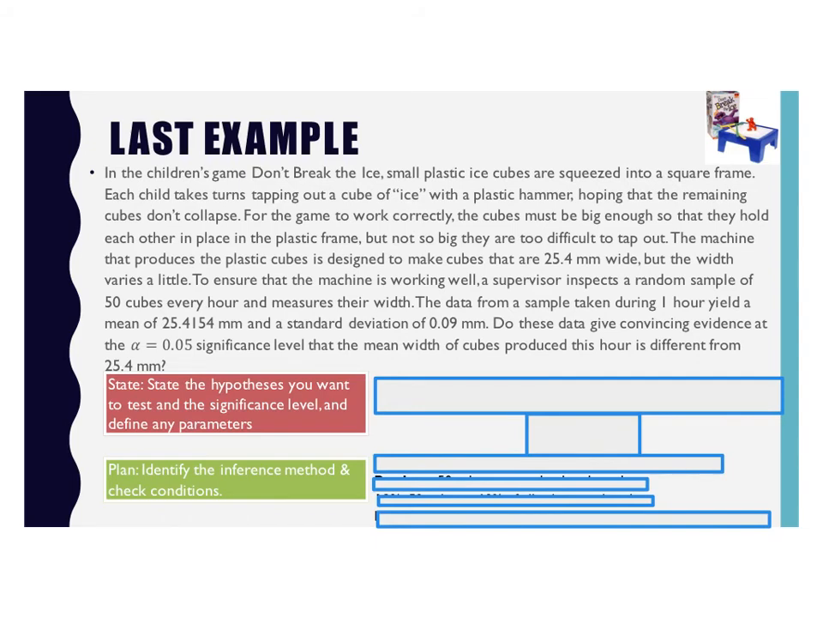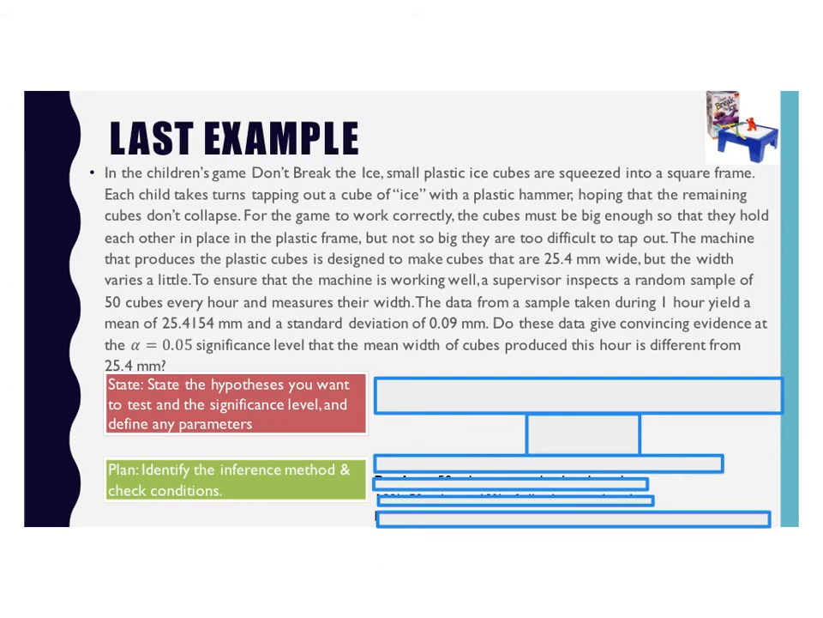The machine that produces the plastic cubes is designed to make cubes that are 25.4 millimeters wide, but the width varies some. To ensure that the machine is working well, a supervisor inspects a random sample of 50 cubes every hour and measures their width. The data from a sample taken during 1 hour yield a mean of 25.4154 millimeters and a standard deviation of 0.09 millimeters. Do these data give convincing evidence at the 5% significance level that the mean width of cubes produced this hour is different from 25.4 millimeters?